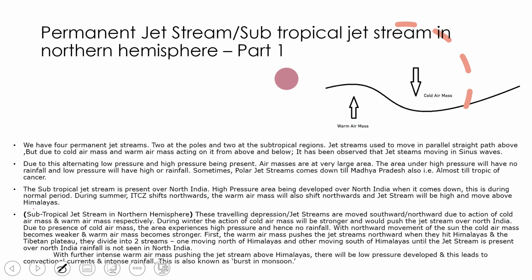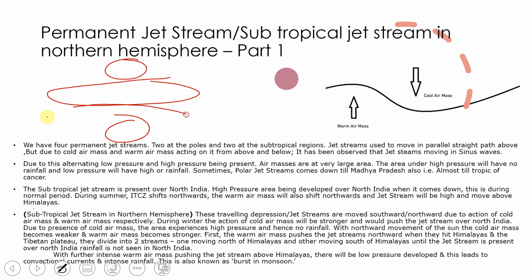What is in this slide? With this, we have 4 permanent jet streams. What are the 4 permanent jet streams? 2 at the polar region, northward and southward, and 2 at the subtropical region, okay. Both the tropical. So we will have 2 at the subtropical region.